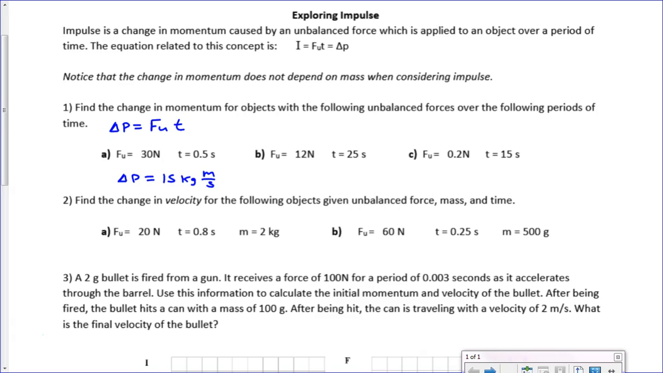All right, for B, the change in momentum equals unbalanced force times time, which is 12 times 25. So in this one, it's 300 kilogram meters per second. And then for C, unbalanced force, again, just multiply them by each other, 0.2 times 15. And when you do that, you get the change in momentum equals 3 kilogram meters per second. So that one is not terribly hard.